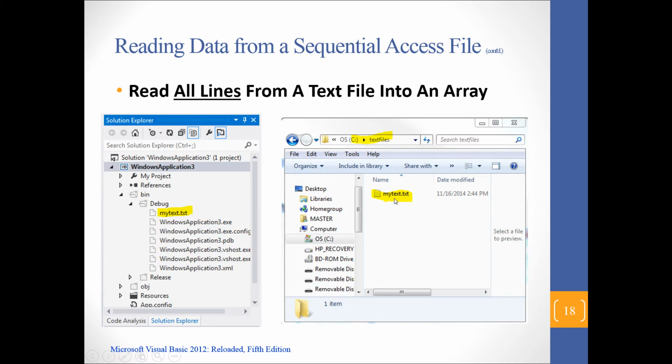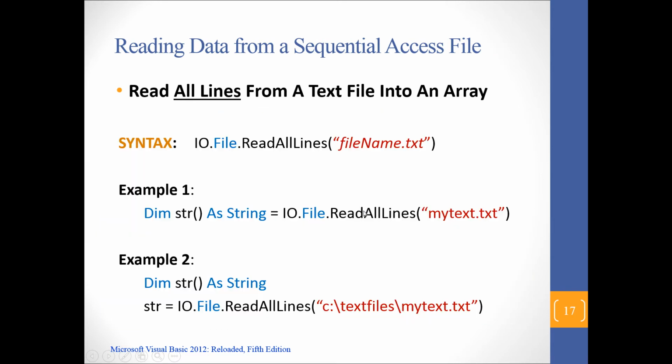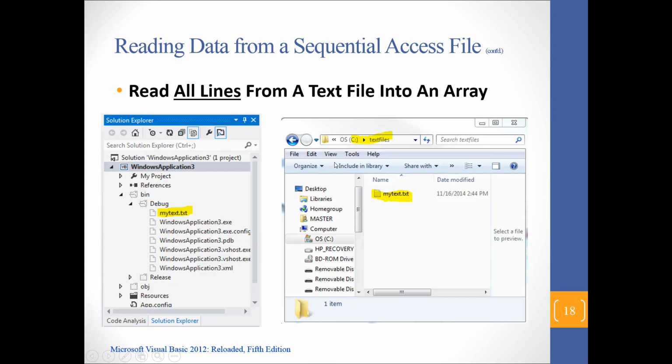Okay, so for example, I save it here in the C drive, and I have a folder called text files, and inside the text files folder are my actual text files. So if you want to use this way, that's option 2. You can just grab the URL here and put it inside here, if it's an external file outside of your Visual Basic project.